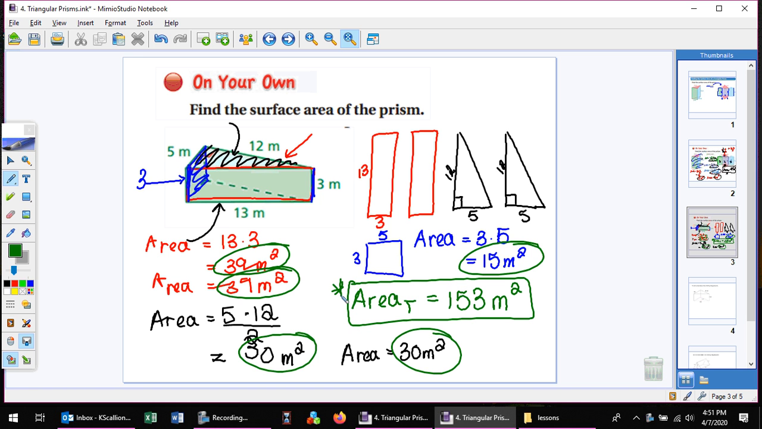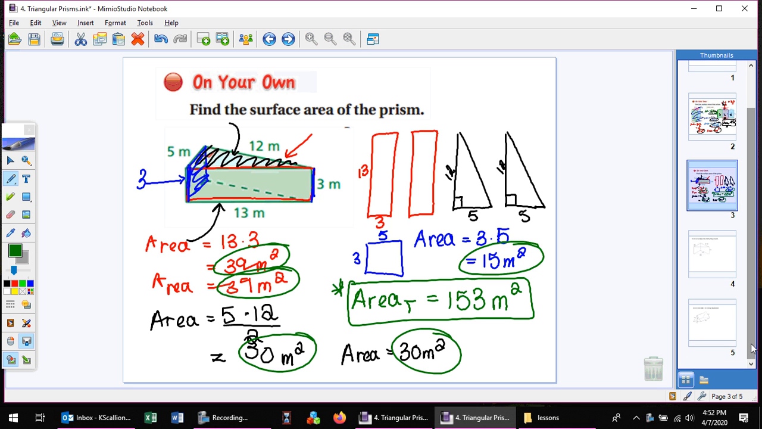This one I can't extend the page, so I'm just trying to squish everything on. So that's how we do surface area. There's a few more examples, but I hope that helps, that we're going to take apart and look at each individual piece, like the wrapping paper of that 3-dimensional object.